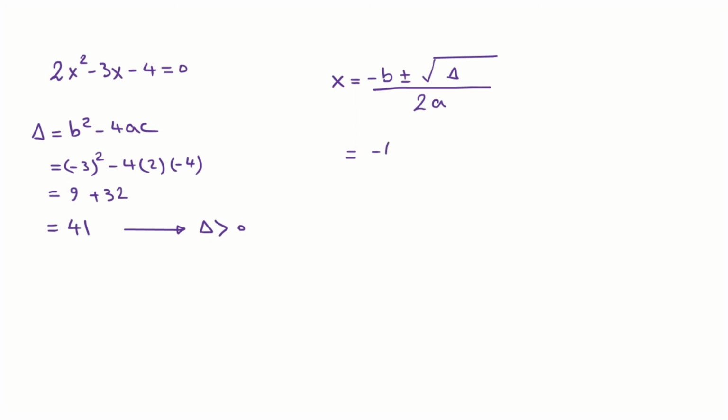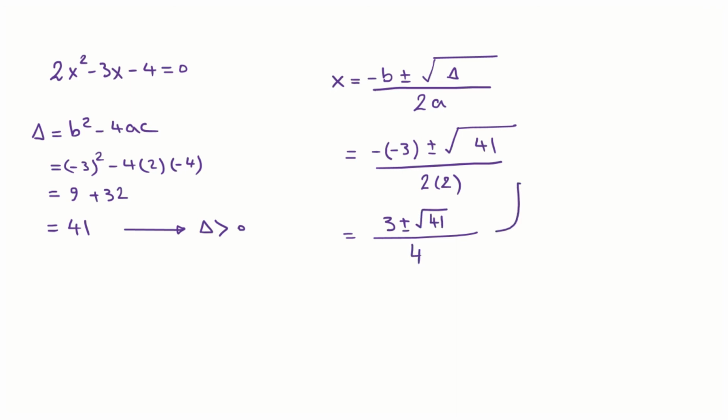It means that when you're putting a negative value for b, you have to put a bracket here, plus minus root 41 over 2 times the a value, that is 2. So we will have negative negative 3 is positive 3, plus minus root 41 over 4. That's giving me the value of x1 and the value of x2.